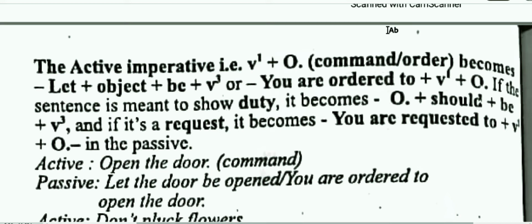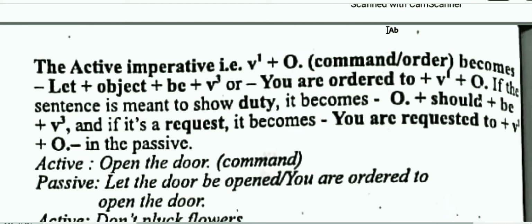So here, command and order becomes let plus object plus B plus B3. We have two ways to change the imperative, especially command and order. I'm not talking about request here. I'm talking about command and order. By listening to the words used in the command and order, we have to know by its meaning whether the sentence is a command or order.